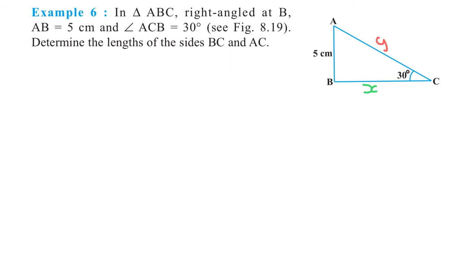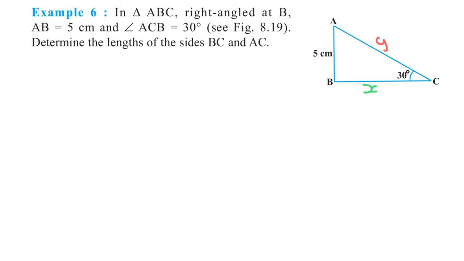Now from the angle C is 30 degrees. If we have to find X, from angle C, this is opposite and this is adjacent. So which ratio can I use? Opposite over adjacent. Which ratio?